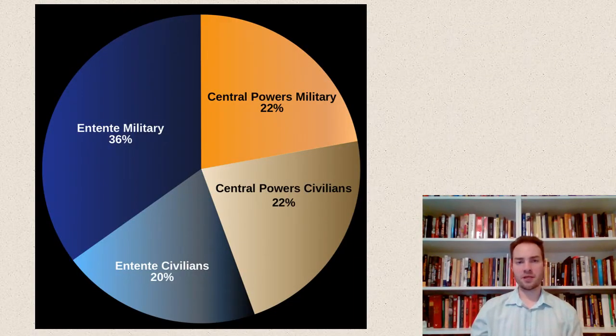This graph does a pretty good job showing how that plays out in terms of military versus civilian deaths. Remember that the Triple Entente is the Allies, as we call them, and the Central Powers are the bad guys from the American perspective: Germany, Austria, and the Ottoman Empire. As you can see, for the Allies, military deaths make up about 36% of all the dead, but Allied deaths that are civilians are about 20% of the total. For the Central Powers, it's more evenly split. About half of all the deaths for the Central Powers are civilian and about half are military.